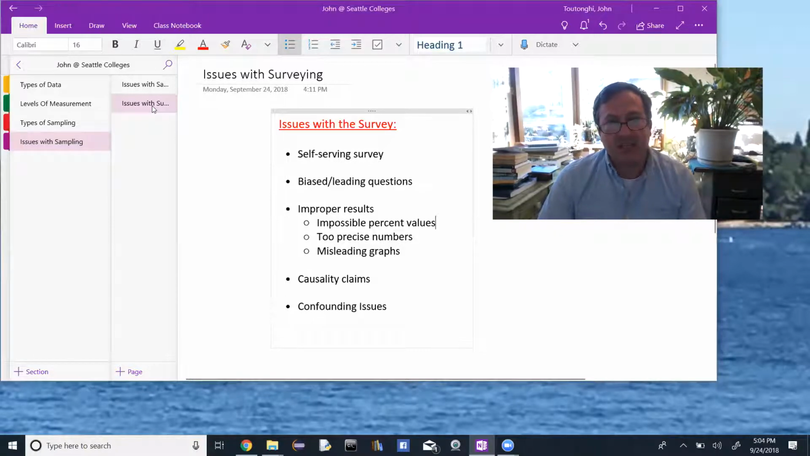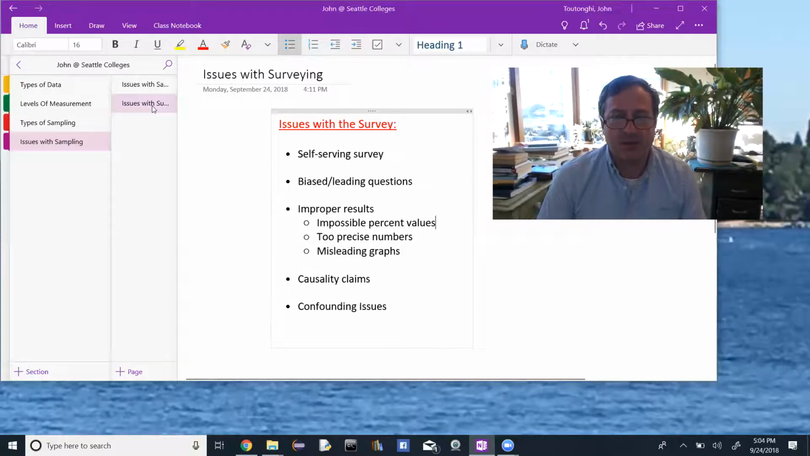Improper results. This happens a lot. You'll say, oh, 20% of 48 people. Well, 20% of 48 is 9.6. So you can't have 20% of 48 because that would be 9.6 people. That doesn't make sense.